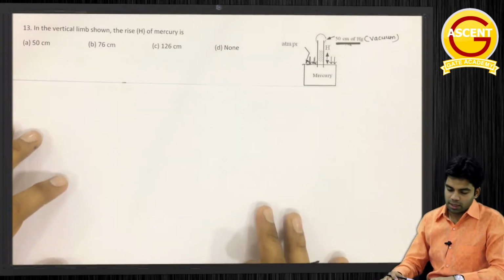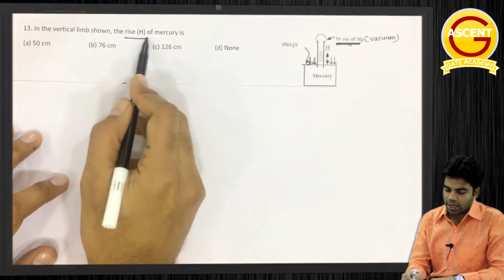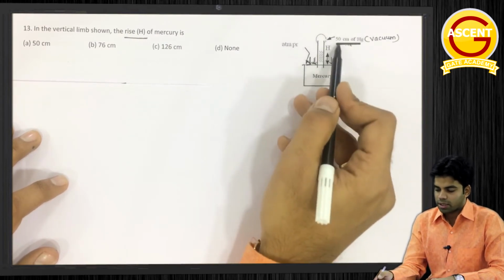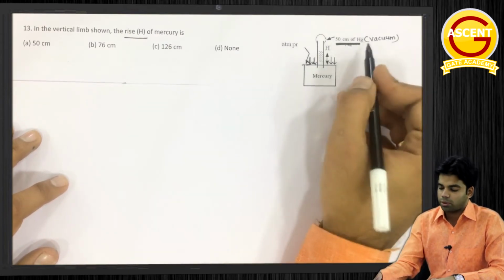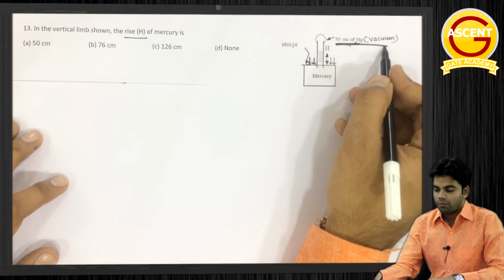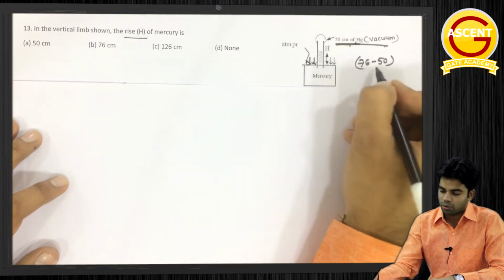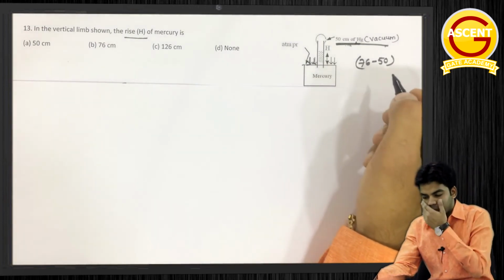Next question says, in the vertical limb shown, the rise H of the mercury is. Here we have to determine this H. The pressure here is given as 50 centimeter of Hg vacuum. This is a vacuum pressure. Vacuum pressure means that if I want to determine the absolute pressure, it will be 76 centimeter minus 50 centimeter, as I have told you. This much absolute pressure will be there.